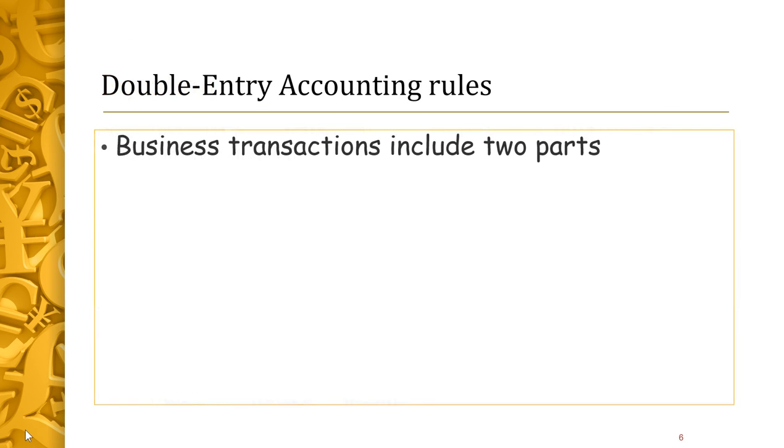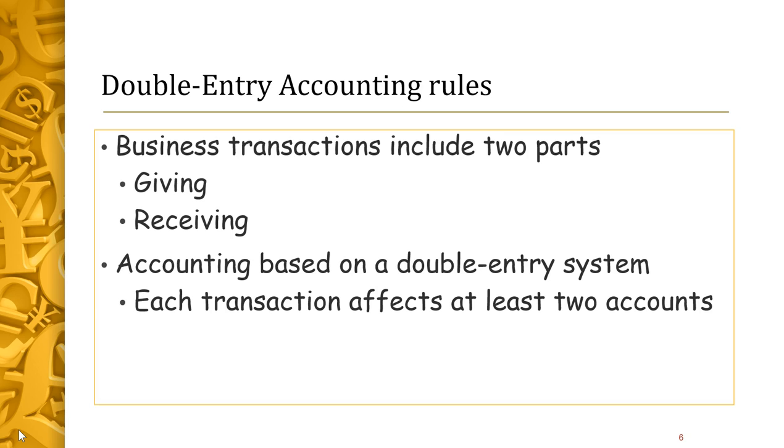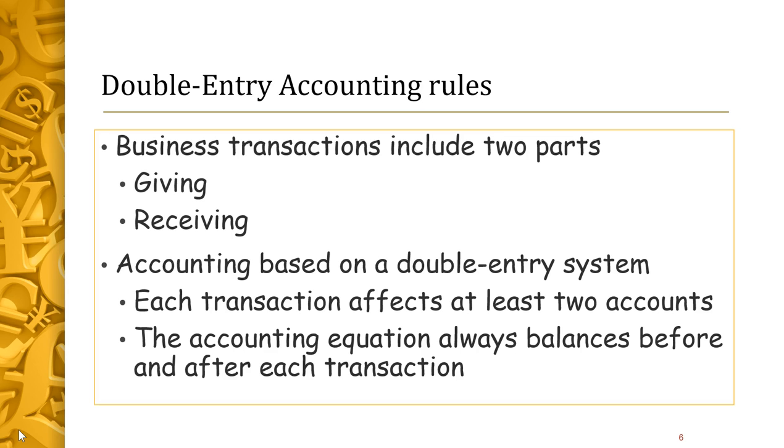Now in accounting, we do what's called double entry accounting. There are always two parts, a minimum of two parts. Giving and taking is one way of looking at it. Accounting is based on a double entry system. Each transaction affects at least two accounts. Remember, it can affect more than two accounts, but normally it's just two accounts. The accounting equation always balances before and after every transaction.